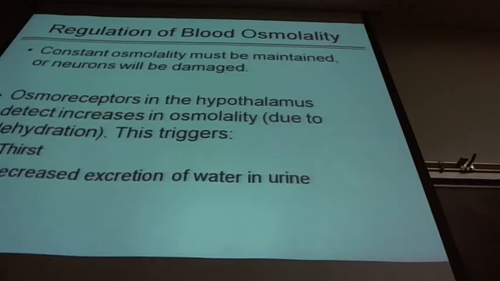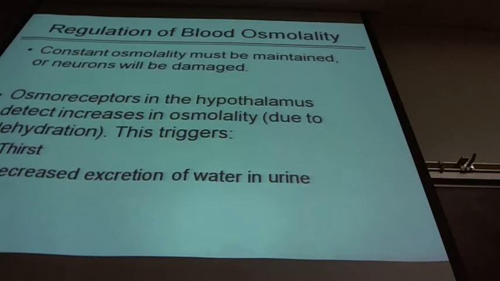Constant osmolality must be maintained. There's osmoreceptors in the hypothalamus, in the brain. They detect increases.